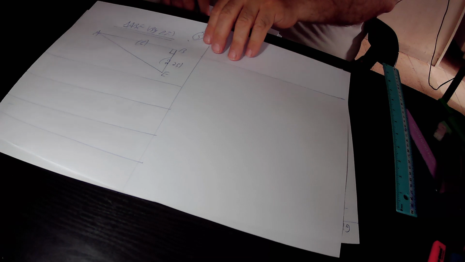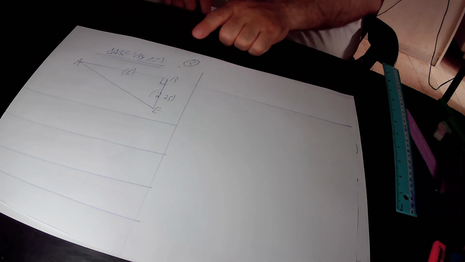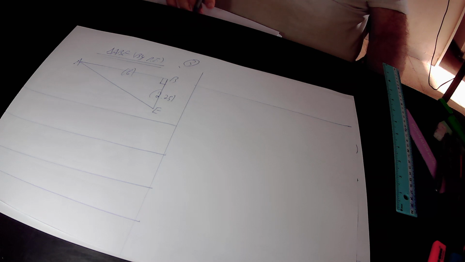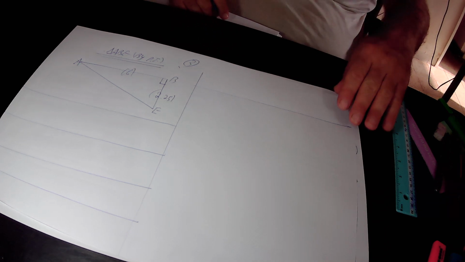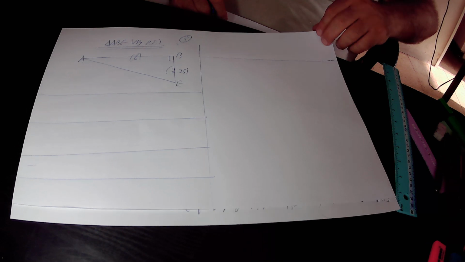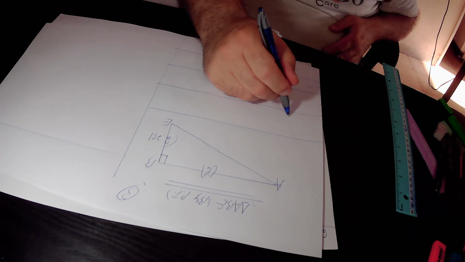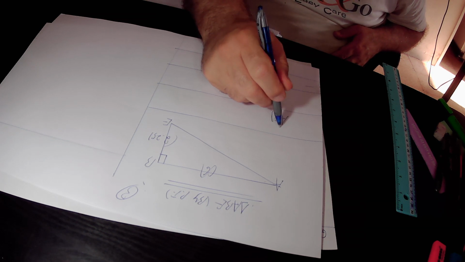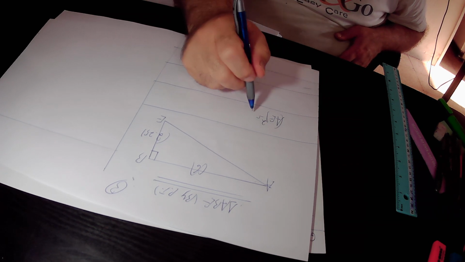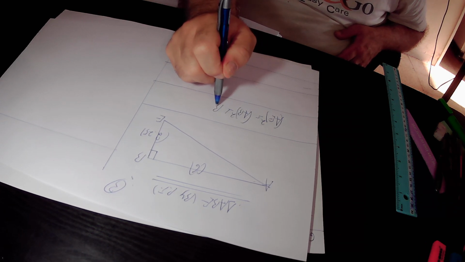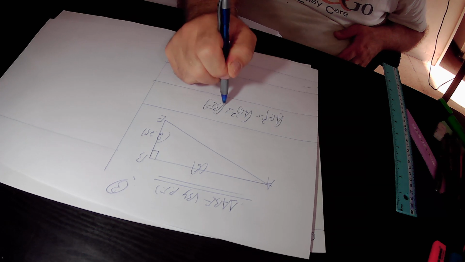So actually, this is the right green triangle ABE that we copied from the original drawing. According to the Pythagoras theorem, in this right triangle ABE, AE square equals AB square plus BE square. So I write it down. AE square, that is the square of the hypotenuse, equals AB square plus BE square.